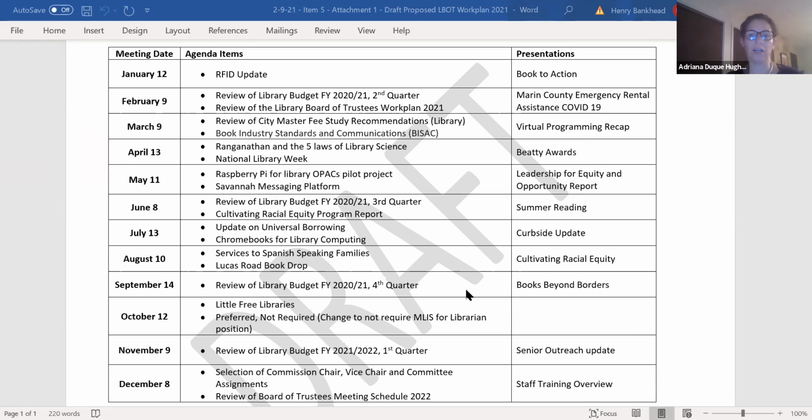So that's where maybe we could have an item on the efforts that you're doing, and how we can support. But even just bringing up services to Spanish speaking families in a few months would be useful. We can certainly do that. Thank you, Adriana. Thanks for the recommendation, Cheryl.